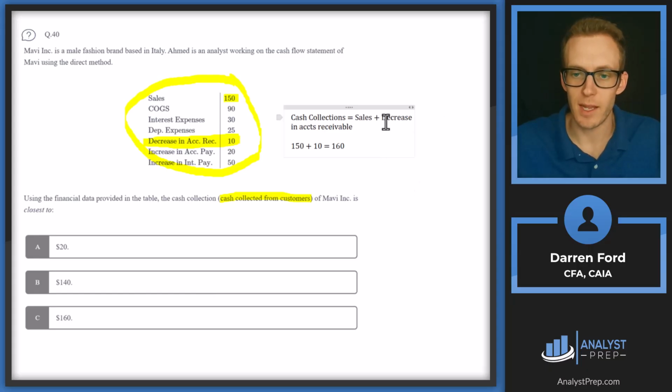And just notice if the decrease in accounts receivable number was negative, so basically an increase in accounts receivable, that would turn this to a negative number, so that would decrease our cash collections.